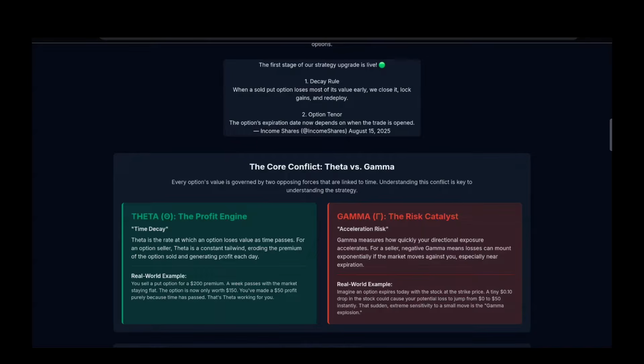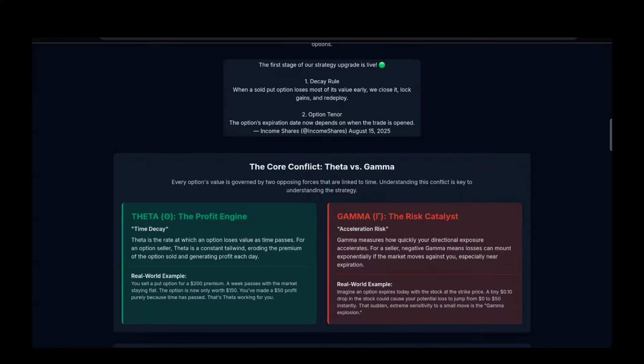From another perspective, we also have gamma, which is the risk catalyst, the accelerator. Gamma measures how quickly your directional exposure accelerates. From a seller's perspective, again, which is what we are, negative gamma means losses can mount exponentially if the market moves against you, especially near expiry. And we saw this a lot in the earlier strategies of IncomeShares, where it would blow through the strike.